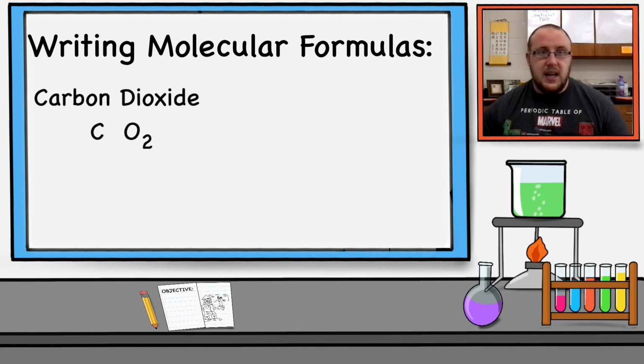Well, carbon doesn't have a prefix to indicate how many subscripts it has after it. Because it's the first element, it doesn't have to have a prefix if it only has 1. So we can assume that because it doesn't have a prefix, it is a prefix of 1. So we get carbon dioxide is CO2.